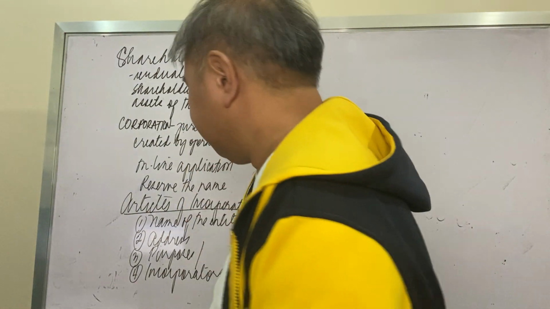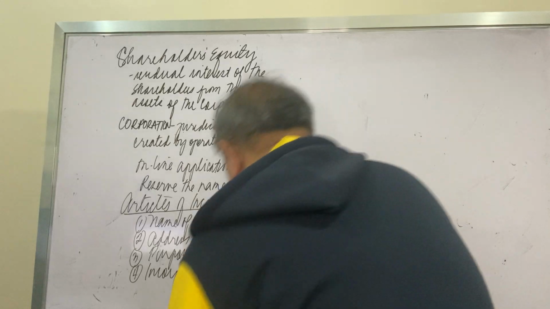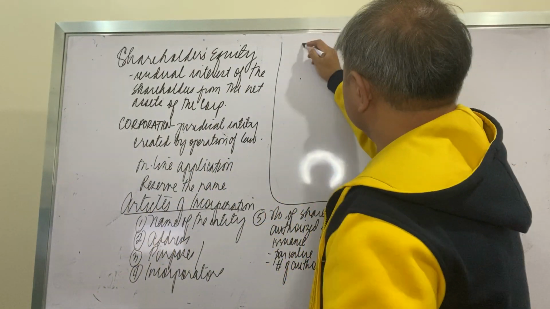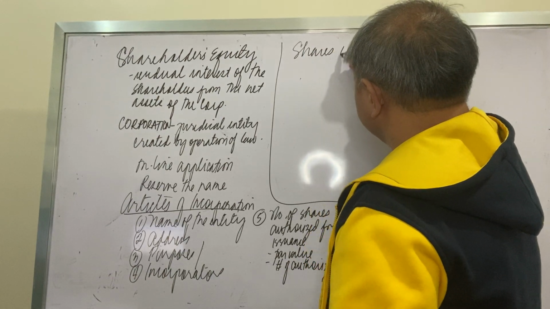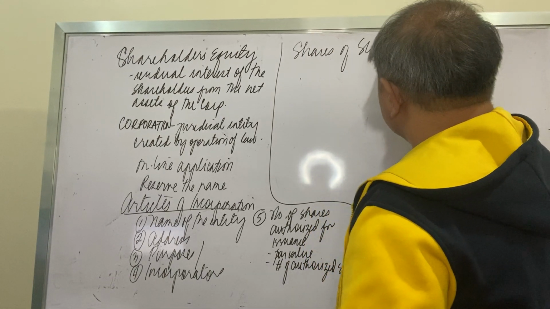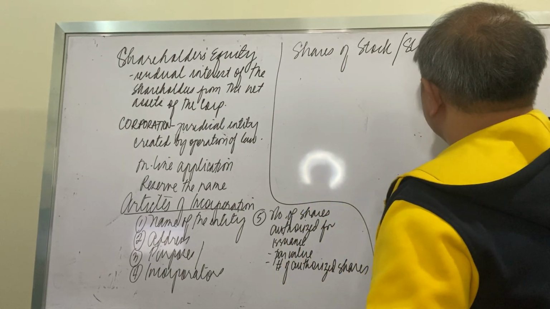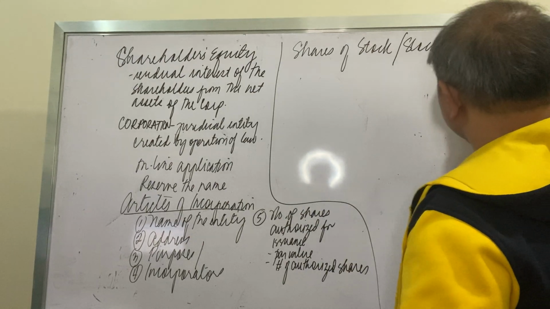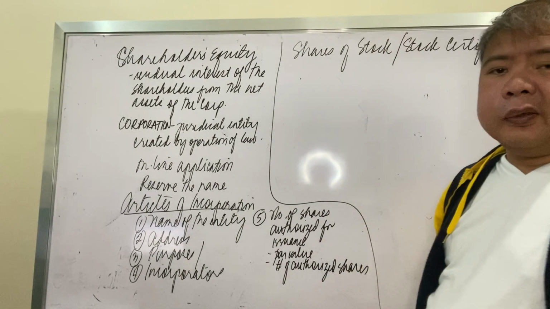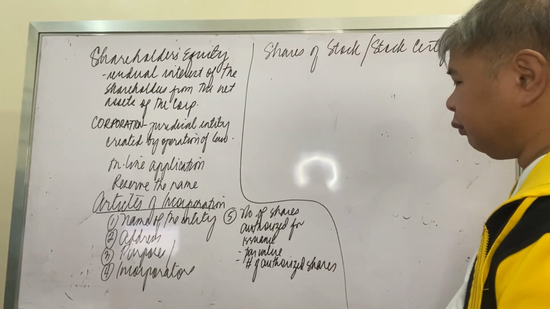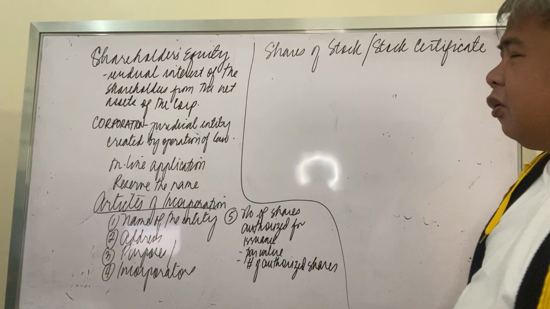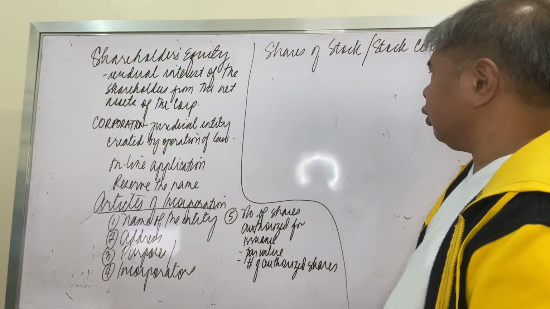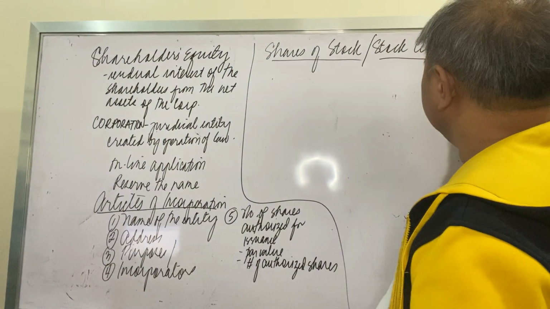Now, the ownership of a corporation is evidenced by what we call shares of stock, or yung certificate, no? Stock certificate. So if you are an owner of a corporation, then you should have your stock certificate. The stock certificate should be under your name. Otherwise, you don't have any right to claim anything from the corporation. Okay, so shares of stock or stock certificate.